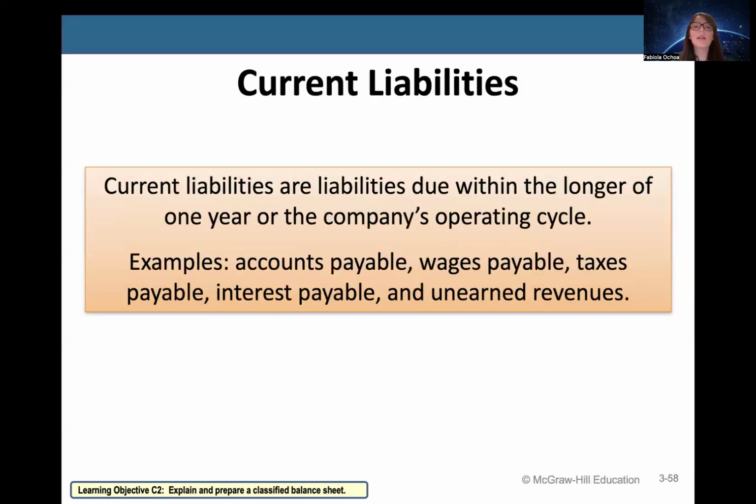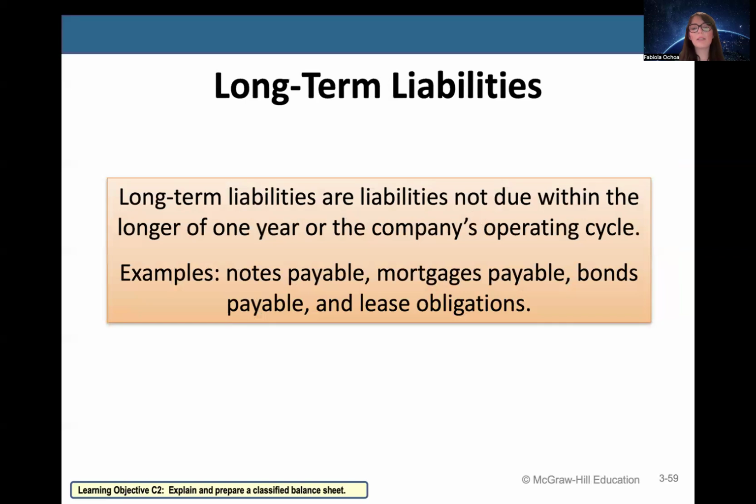Current liabilities are liabilities due within the longer of 1 year or the company's operating cycle. Examples include accounts payable, wages payable, taxes payable, interest payable, and unearned revenues. Okay, these are amounts that the company owes. These are liabilities. Long-term liabilities are liabilities not due within the longer of 1 year or the company's operating cycle. We have notes payable. Again, mortgages payable is the one that probably relates more to your personal life. Also bonds payable and lease obligations.